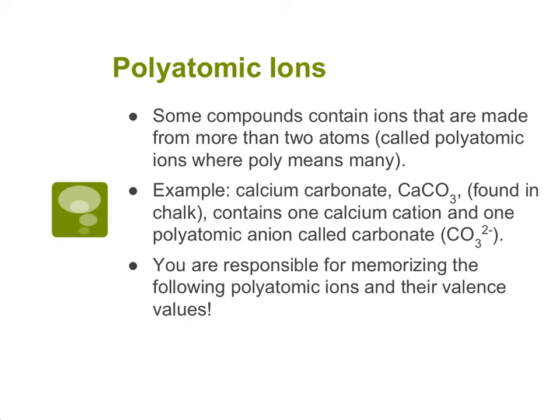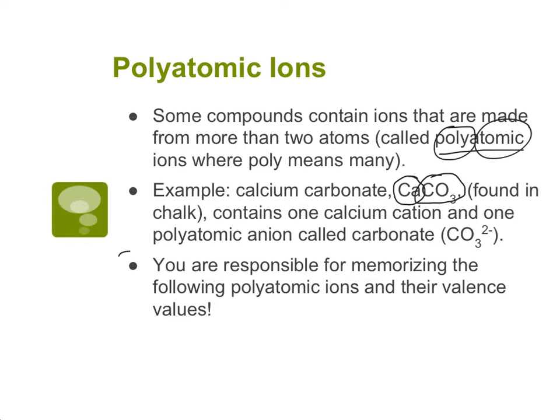In this video, we are going to review naming of tertiary compounds which contain a polyatomic ion. So some compounds contain ions that are made from more than two atoms, and these are called polyatomic, where the poly means many and the atomic means atoms. An example would be calcium carbonate, which is found in chalk, contains one calcium cation and one polyatomic ion called carbonate, which is CO3 with a 2 negative charge.